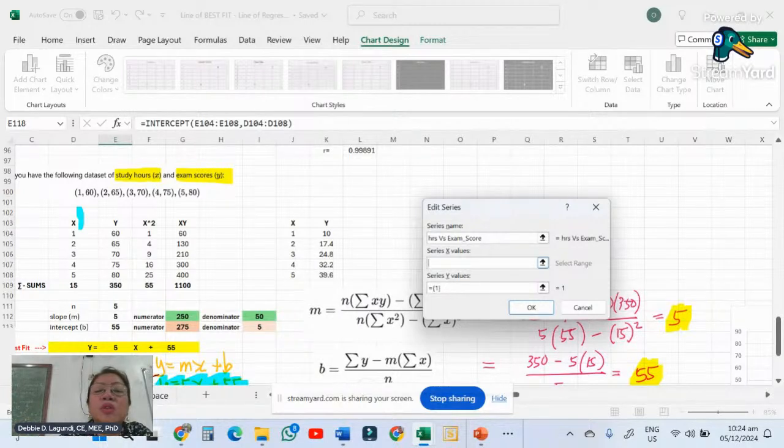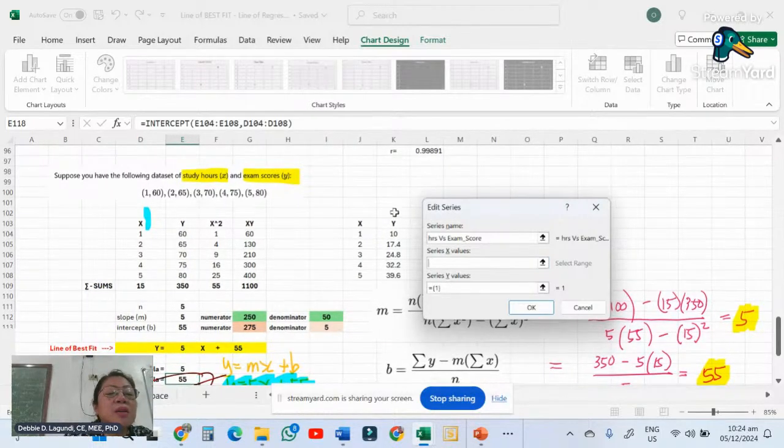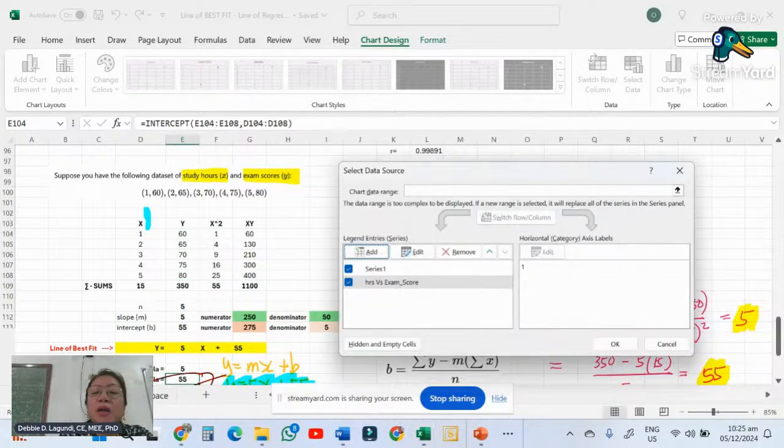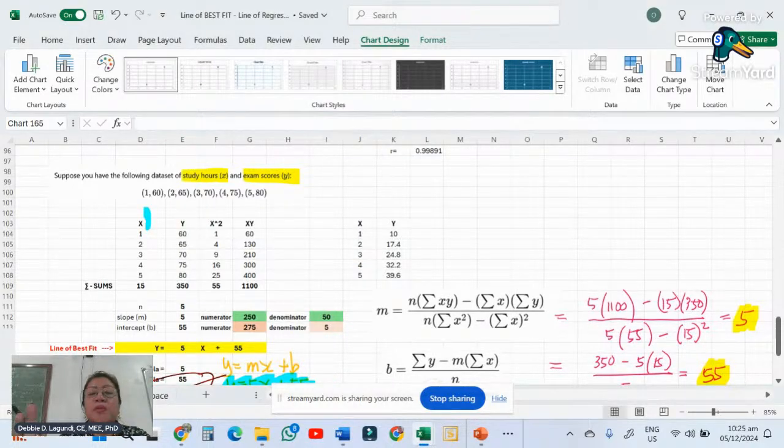And then you go to the box for X. What will you do? You have to go to your X values up here and cover them, which means you're going to include them in the range. After doing that, you can go to Y values this time. So you go to the Y column. Again, you have to highlight the Y values from 60 to 80 and then press OK. And press OK again to get out of that.